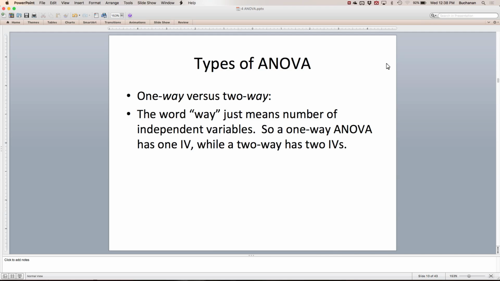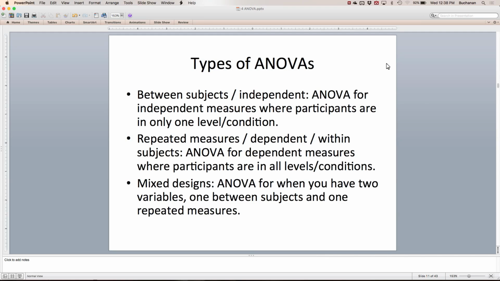Okay. So to add yet another complication, there are different types of 1-way and 2-way ANOVAs. So the way thing only tells you how many variables there are. This tells you what types of variables they are. And this is going to be important because the function we're going to use is called ezANOVA. It forces you to tell it which one it is. Okay. So we really got to get the distinction between between subjects and repeated measures.